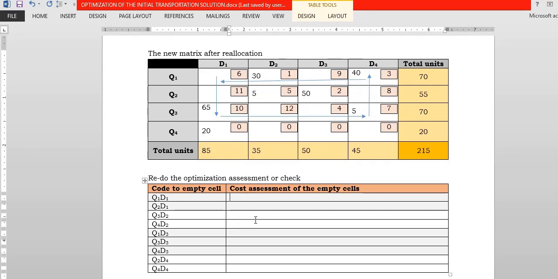So if you have to do this, assign positive, starting from here is positive, negative, positive, negative, positive. So we shall have 6 minus, I'm dealing with costs now, minus 10 plus 7 minus 3, and that's where it stops. So this becomes equal to 6 plus 7, minus 10 minus 3, which of course gives you 13 minus 13, which is equal to 0. So Q1 D1 will not give me any improvement if I allocate there. We can't reallocate that particular position because it will cause us problems.